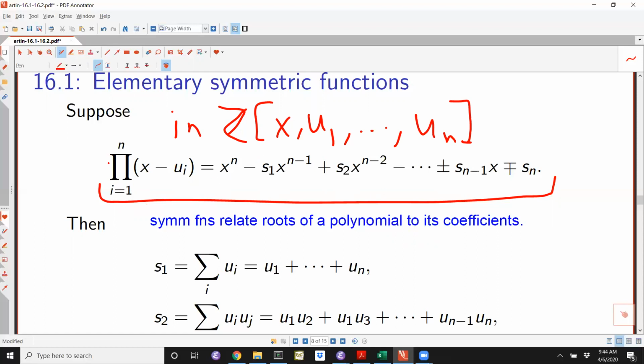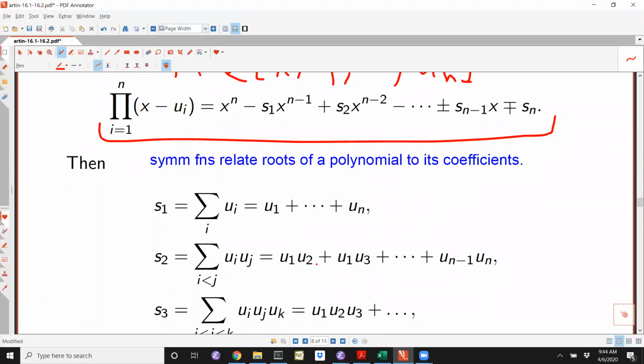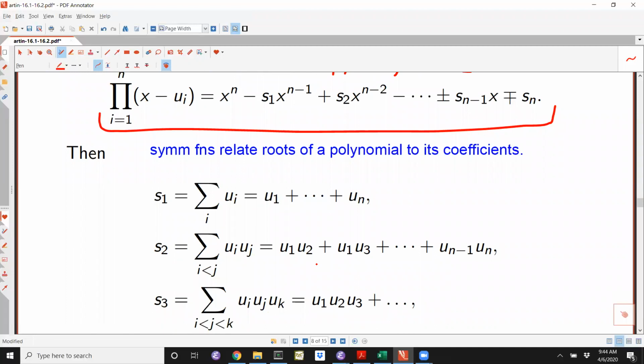As we know, this is a polynomial of degree n, so the first term is going to be x to the n, and then there are some other terms. It's not too hard to show by induction, for example, that the first term, s1, the negative of the coefficient of the x to the n minus 1 term, is just the sum of all the u's, u1 through un.